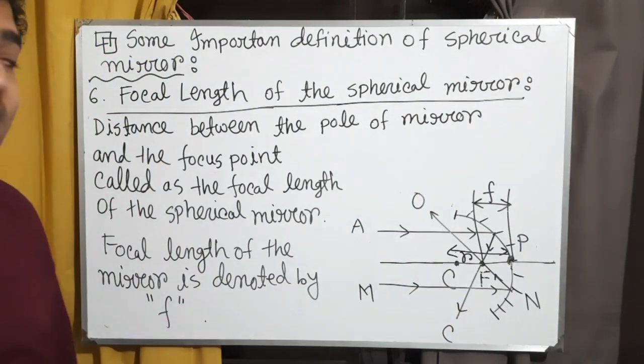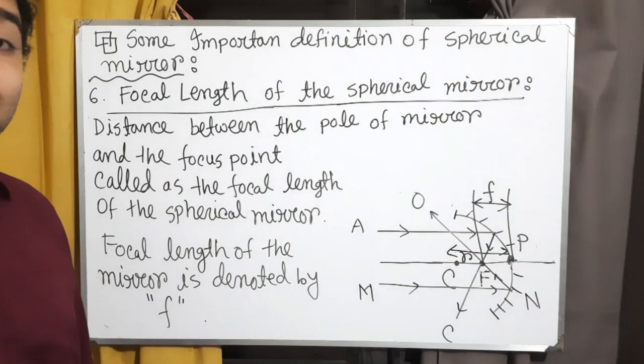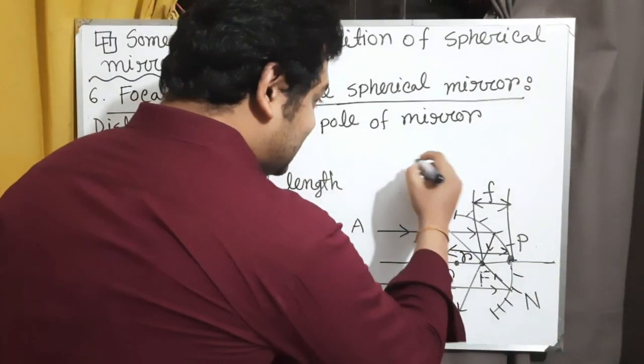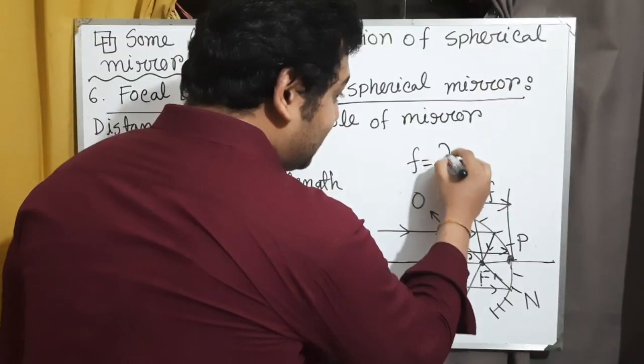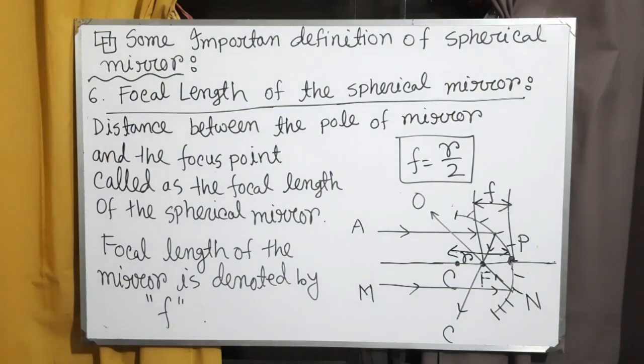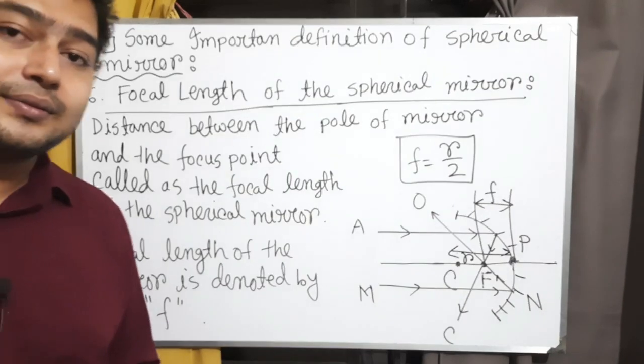So we have a relation between f and r. The relation is f equal to r by 2. Now we will try to prove this relation.